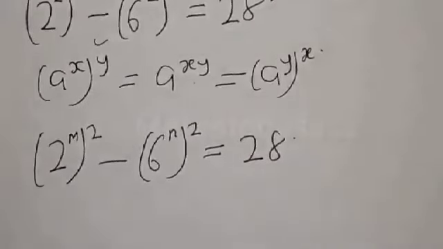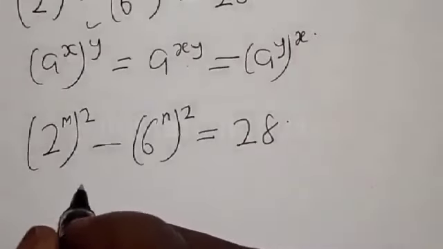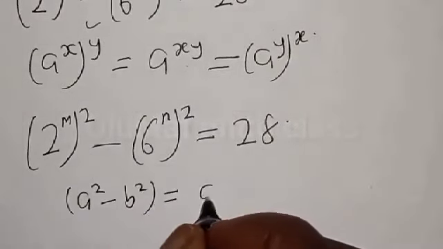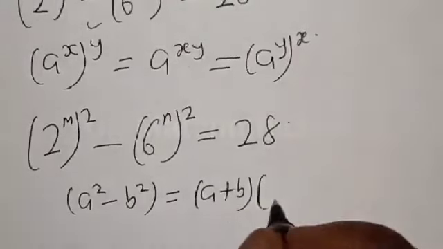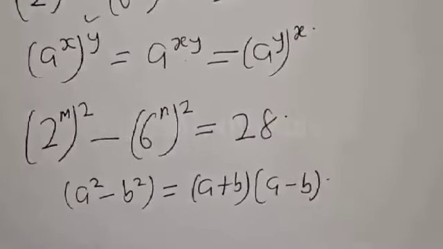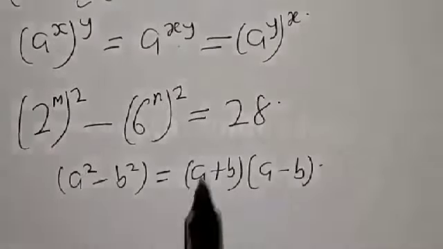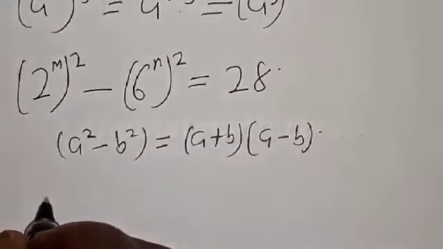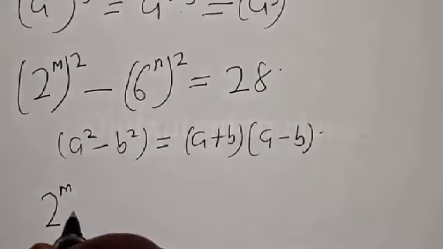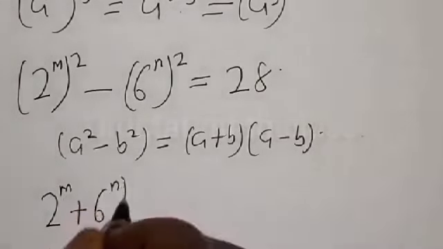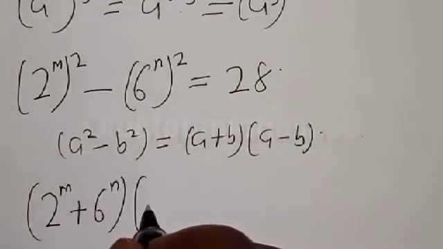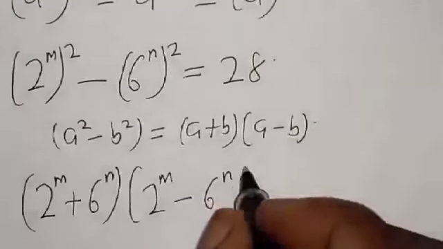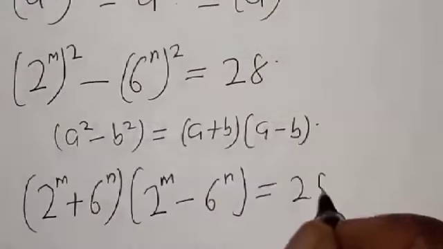28. Now, if you look at this, this is a difference of two squares. Remember, a squared minus b squared is the same thing as (a plus b) multiplied by (a minus b), where a is 2 raised to power m and b is 6 raised to power n. Therefore, our equation becomes (2^m + 6^n) multiplied by (2^m - 6^n) is equal to 28.